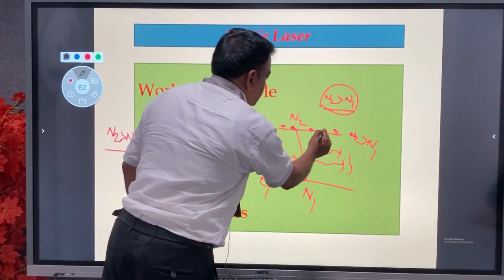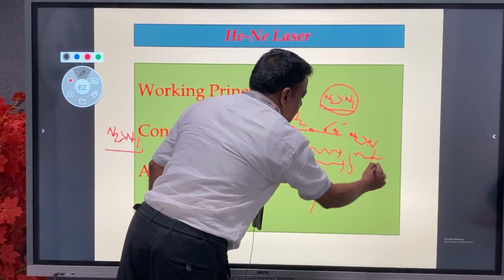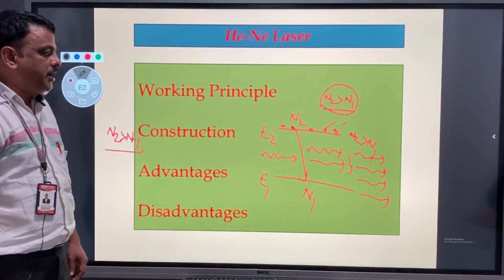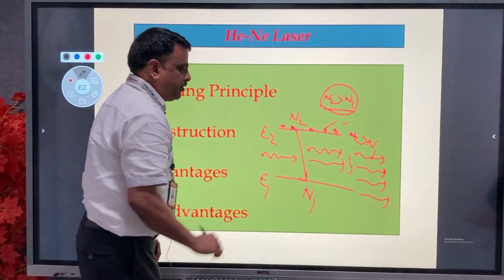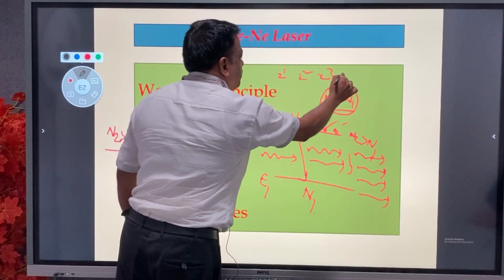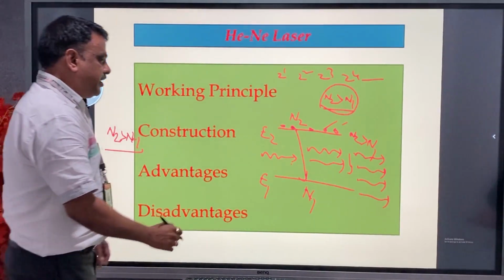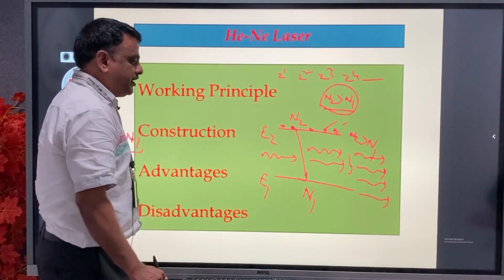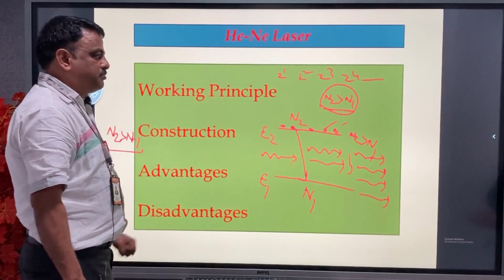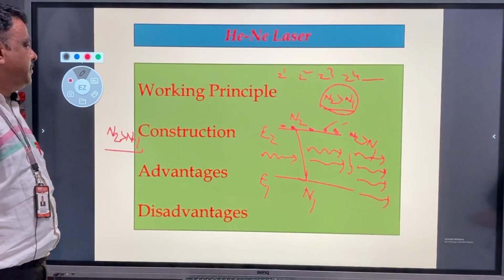Here the 2 photons stimulate another 2 atoms in the excited state, releasing 4 photons. These 4 photons stimulate 4 atoms, which emit 8 photons. So finally 2 power 1, 2 square, 2 cube, 2 power 4 and so on. Photon multiplication occurs, and the device is in gain. That is the principle of laser action. Once population inversion is achieved, laser action will start.